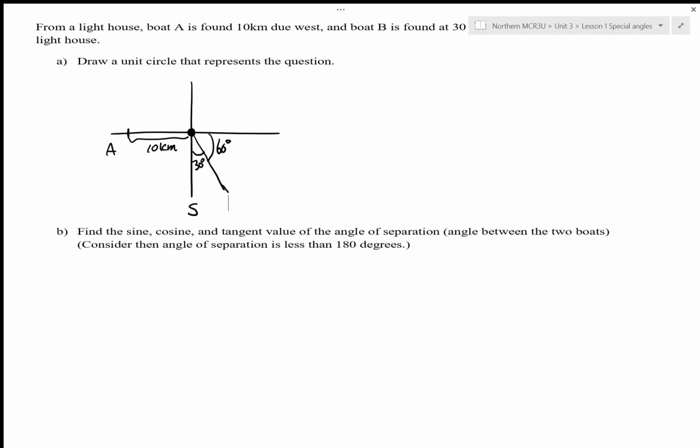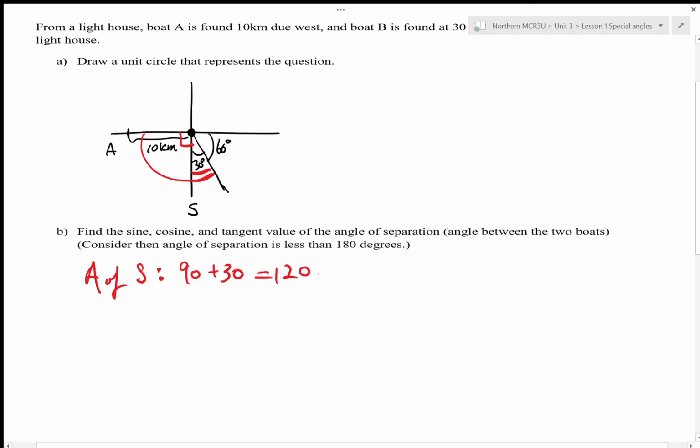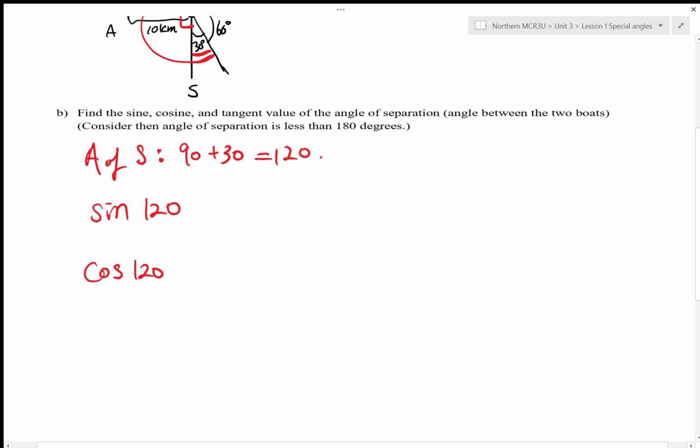Then it says, find the sine, cosine, and tangent value of the angle of separation. Now, it's the angle between the two boats, and it is the angle that is less than 180. So it's not that we're looking for this. We're actually looking for this much, right? Now, if you look at this, this is a right angle. This is 30 degrees. So the angle of separation here is 90 plus 30, which is 120. So then we look at sine 120, cosine 120, and lastly tangent 120.